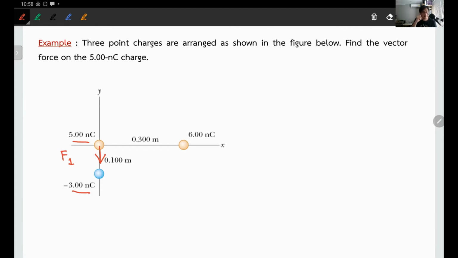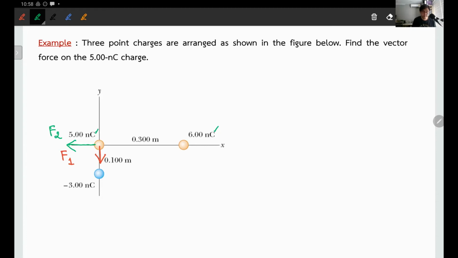Okay, because we don't have numbers here, F1. Now turn our attention to another pair. Let's take a look at the 5 nanocoulomb and the 6 nanocoulomb. These two are now the same in charge. They're both positive, so they're going to repel each other. Because right now we are focusing on the 5 nanocoulomb charge, the force due to this pair will be to the left. Let me call this F2.